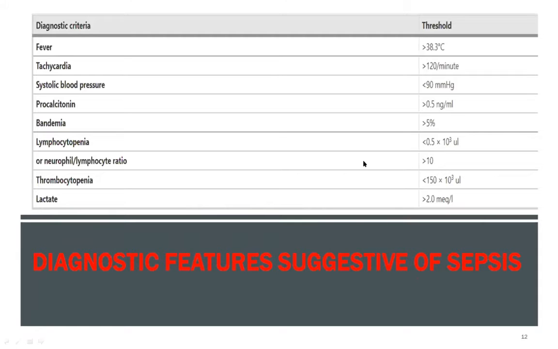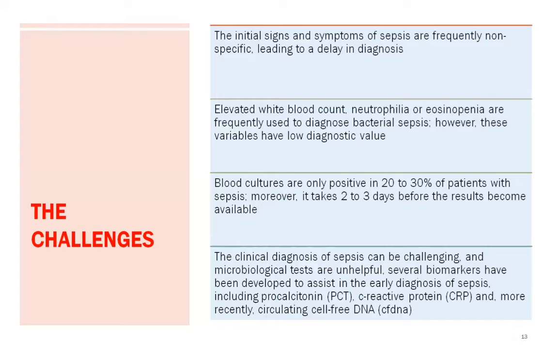Let us move towards the details of the diagnostic features. However, before proceeding into details, let us see the challenges in diagnosis of sepsis. The initial signs and symptoms of sepsis are frequently non-specific, which leads to a delay in diagnosis. Elevated WBC count, neutrophilia, or eosinopenia are frequently used to diagnose bacterial sepsis. However, these variables have a very low diagnostic value. Also, there is an issue with blood cultures. Blood cultures are only positive in 20 to 30% of the patients with sepsis. Though gold standard, the chances of positivity are very low. Moreover, it takes about 2 to 3 days before the results become available.